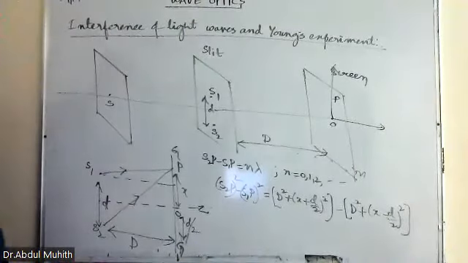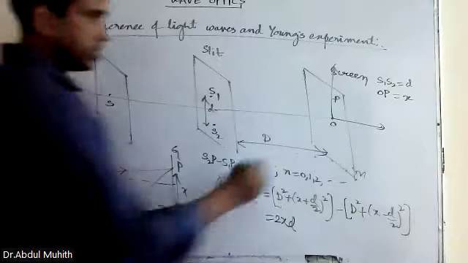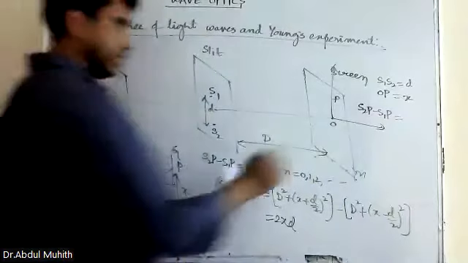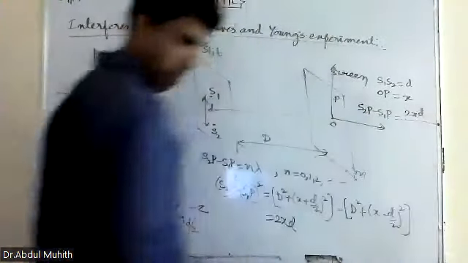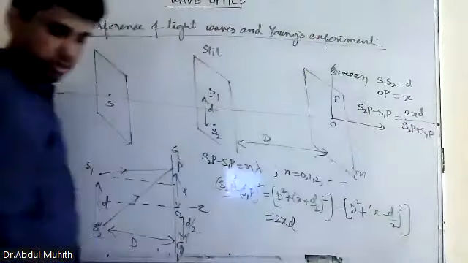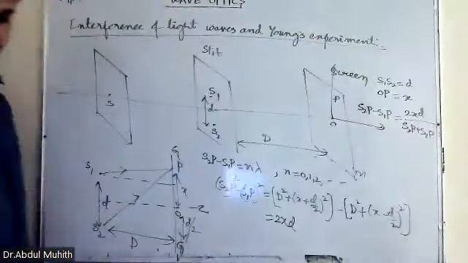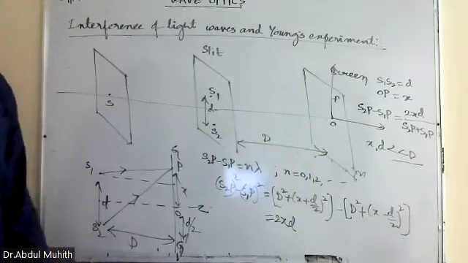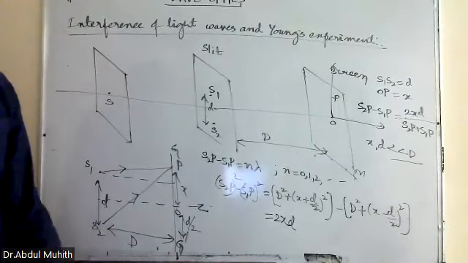So here S1S2 is equal to small d, and OP is equal to X. So S2P minus S1P is equal to 2xd divided by S2P plus S1P. Understood? Also x and d are much less than capital D. Is that clear now, all of you? Yes, sir.